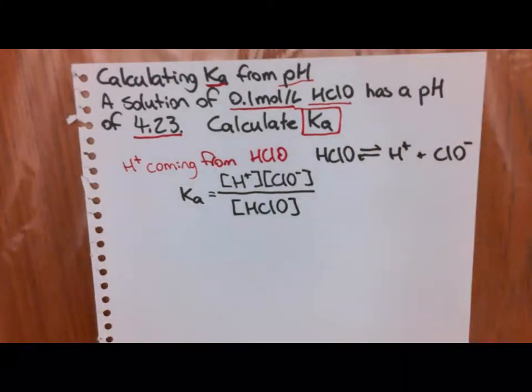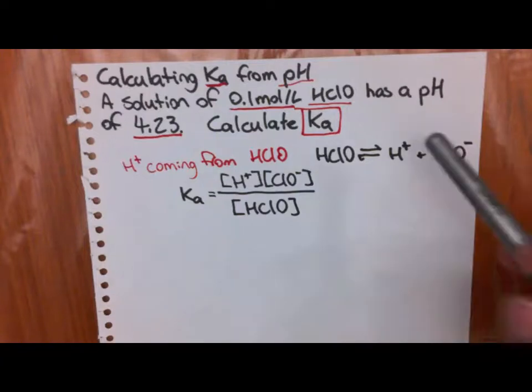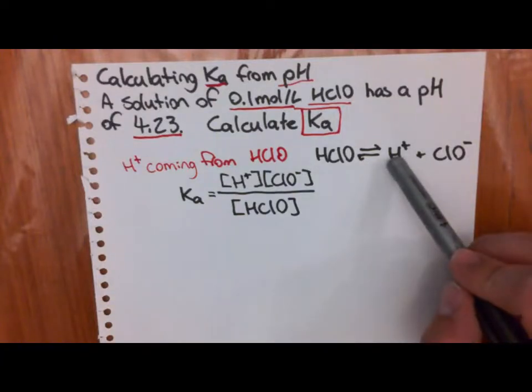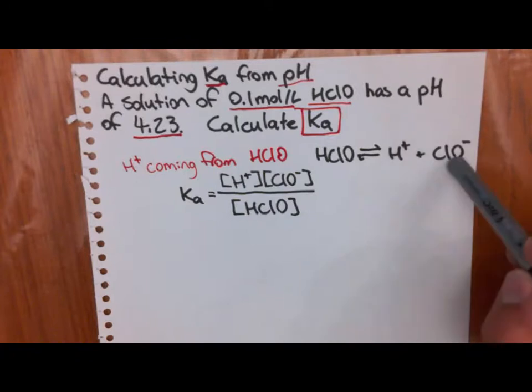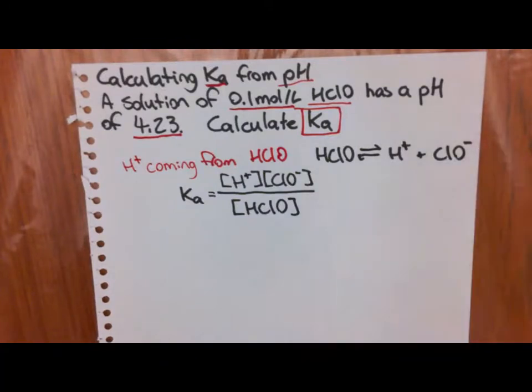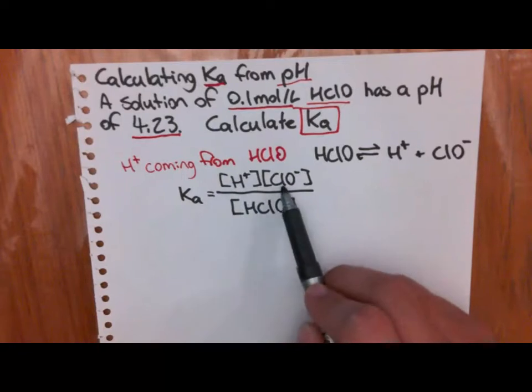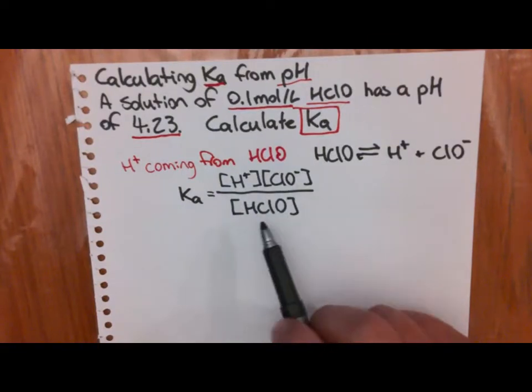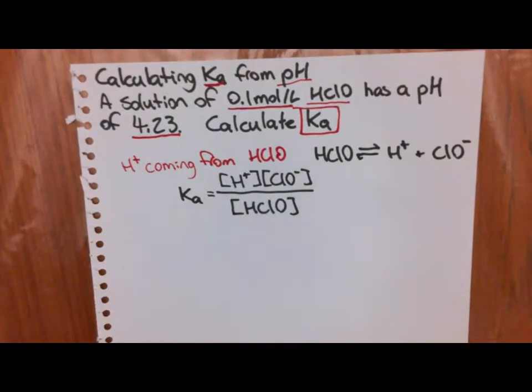Now, using this, we can see that for each mole of H plus that is produced, 1 mole of ClO minus is produced. So therefore, at equilibrium, our concentration of H plus is going to be equal to our concentration of ClO minus.